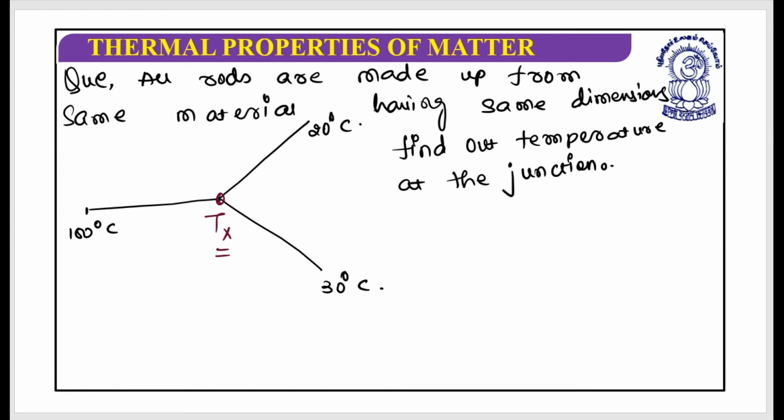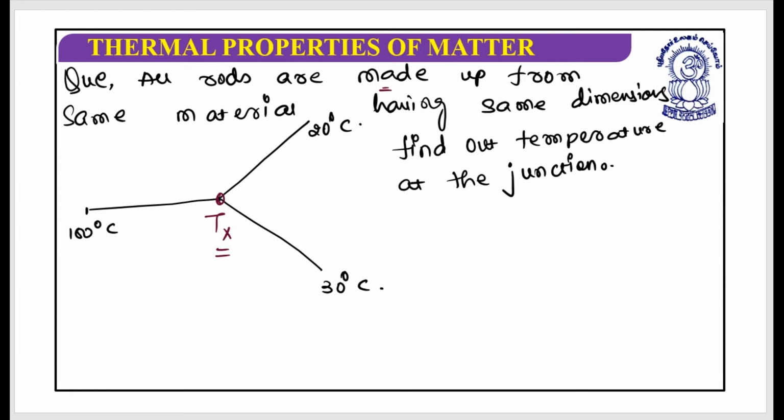Now, the same question has been asked by JEE Advanced as well. Only the difference is they were made up of different materials, so a different K was there, and the dimensions were different. So it was just the calculation that differed. Otherwise, conceptually it was the same question. So let's look at this.